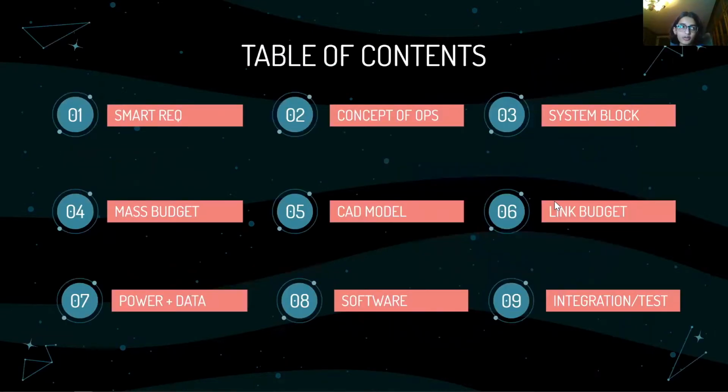We'll be starting with our SMART requirements and then moving on to our concept of operation and system block diagram. After that, we'll cover our mass budget, the CAD model, our link and data budget and power budget, and then end with a review of our software and our integration and test plan.